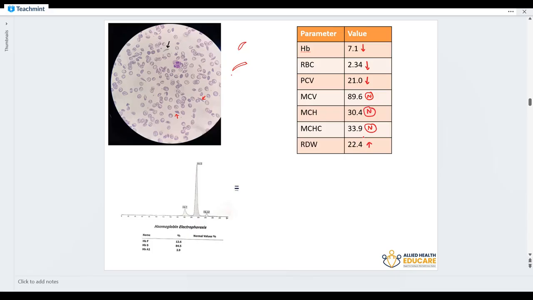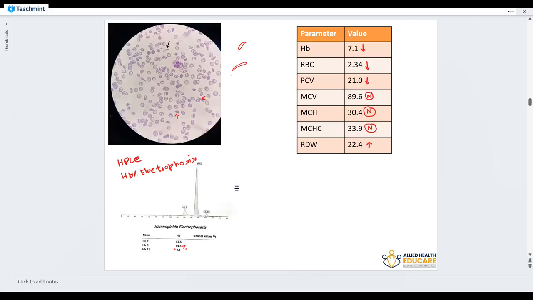But from the CBC report, we cannot understand whether it is sickle cell anemia or a different type of hemolytic anemia. From the blood picture, you may find several sickle cells. It is sickle cell anemia. You have to confirm sickle cell anemia by doing hemoglobin electrophoresis or HPLC. Here is the HPLC report. You can see this is the hemoglobin electrophoresis report, and here the hemoglobin S is 84.5%, and it is an evident case of sickle cell homozygous.